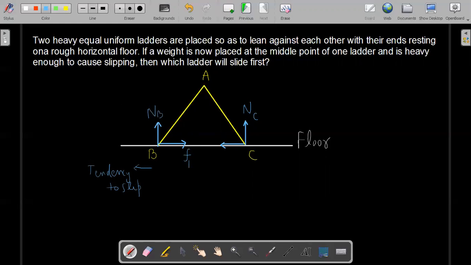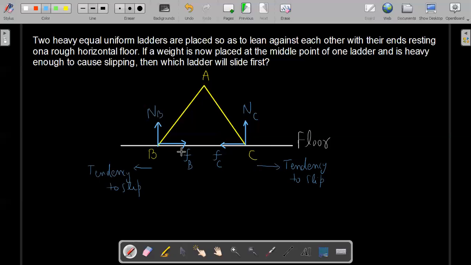I denote it FB. Similarly, the ladder AC will have a tendency to slip towards the right side. Tendency of slipping is to the right side. And to oppose that tendency of slipping, the friction, which I denote FC, on the ladder AC will be to the left side.